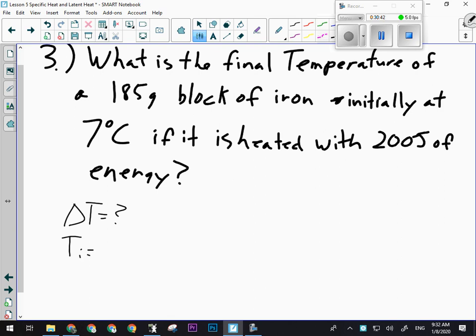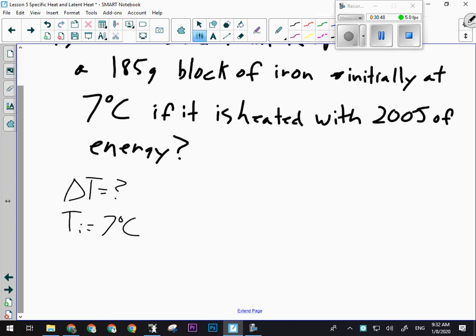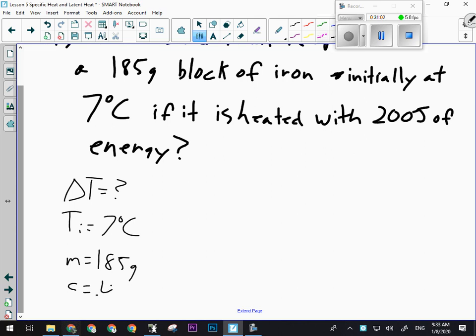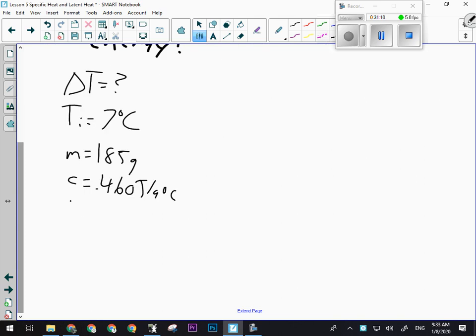We're looking for the final temperature, so I'm going to first find the temperature change. I know that the initial temperature is 7 degrees Celsius. I also know the mass, it's 185 grams. I know that it's iron, so the specific heat capacity of iron is 0.460 joules per gram degree Celsius, and we are dealing with 200 joules worth of energy. So we have E equals mc delta T. We solve for delta T by dividing both sides by m times C.